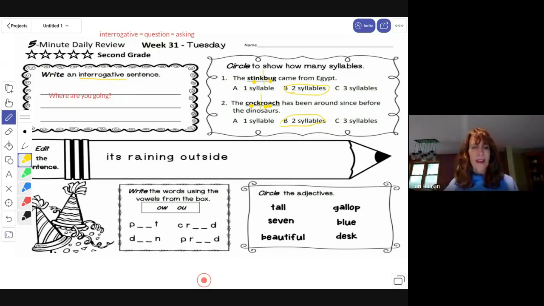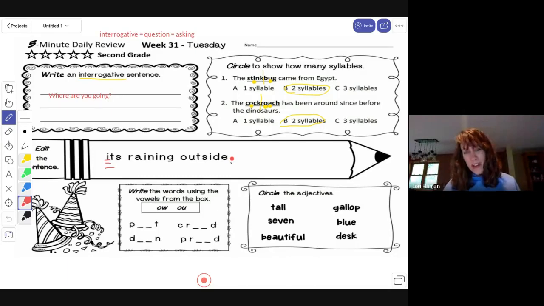Okay. Let's do our edit the sentence. I'm going to change colors here. It's raining outside. Well, every sentence has to start with a capital letter. So that's definitely something to do. Every sentence has to have an end mark. Nothing's here, so we'll think about what it's saying. It's raining outside. That is just giving information. So a definite period here. And we know that type of sentence because it's giving information is called declarative.